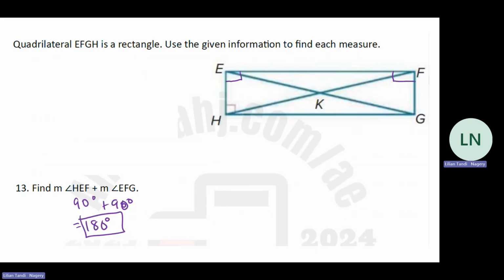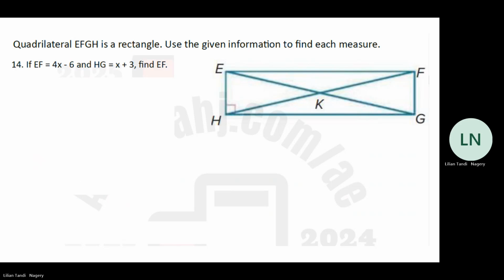Okay, let's continue. So we have a rectangle. We are talking about sides or lines. Okay, so what does this question say? EF is 4x minus 6, and HG is x plus 3.